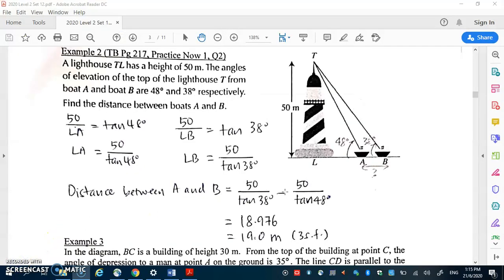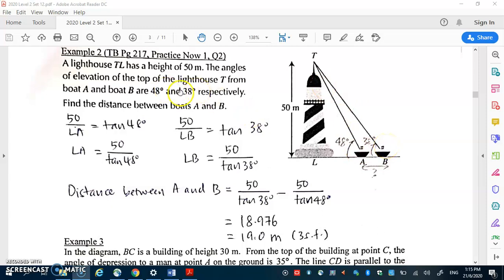Okay, next question. A lighthouse TL has a height of 50 meters. Angles of elevation of the top of the lighthouse T from boat A and boat B are 48 degrees and 38 degrees respectively. Find the distance between boats A and B. So take note, now they're still talking about angle of elevation, although you see that the lines are going down, right? So why is it so?